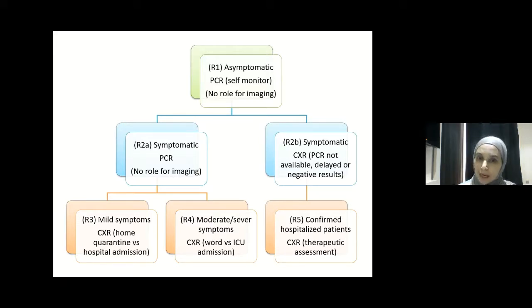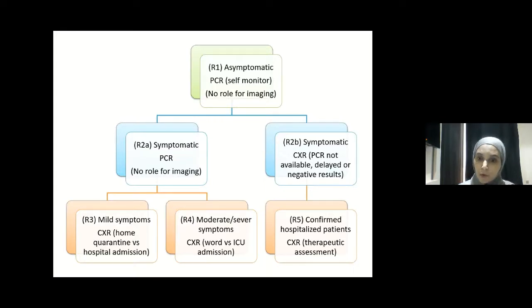If the PCR is available, the patient needs self-monitoring. Recommendation number 2 applies to symptomatic patients. Again, there is no role for imaging when the PCR is ready and available, and we need a chest x-ray or further imaging such as CT chest if the PCR is not available, or there is delay in the result, or we got a negative result in the initial management.